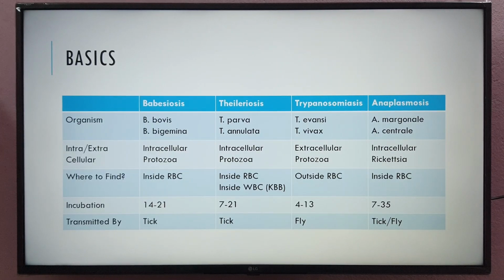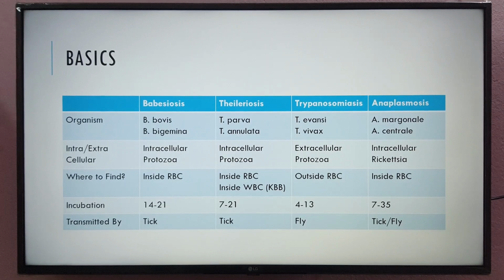We are taking Anaplasmosis in this lecture because it is more or less similar to the other three, Babesiosis, Theileriosis and Trypanosomosis. Anaplasma is basically a rickettsia. Now, in the slide, Babesia and Theileria are intracellular, and so is Anaplasma, whereas Trypanosoma is extracellular.